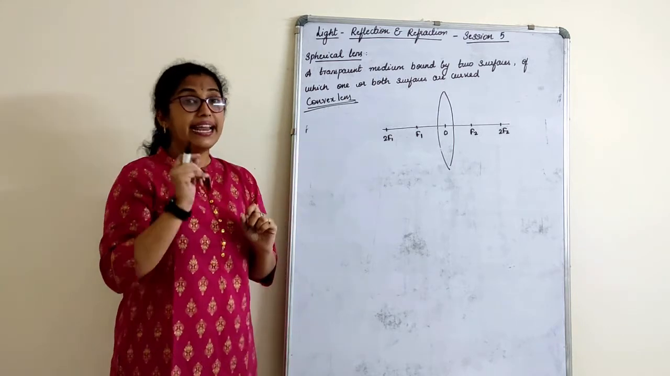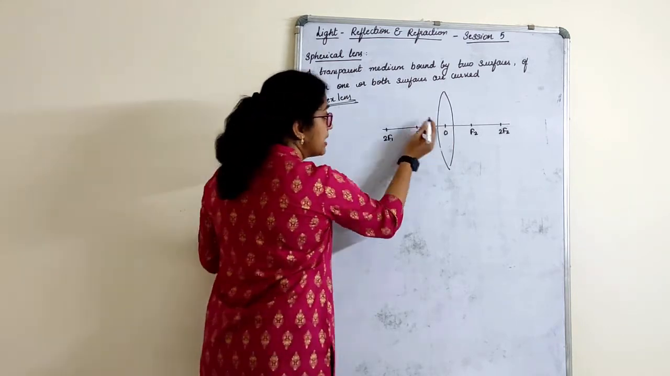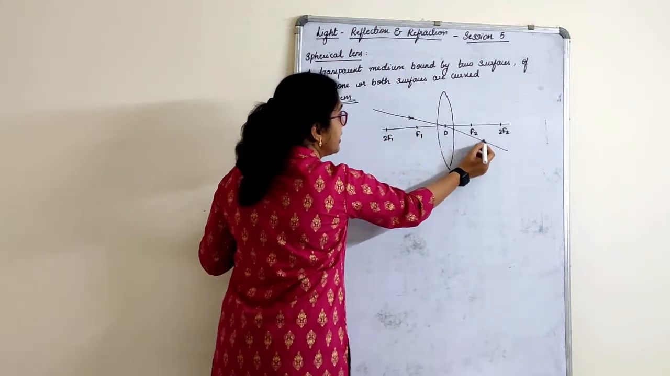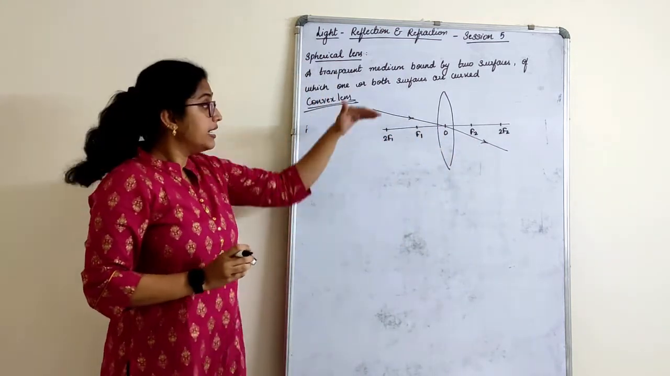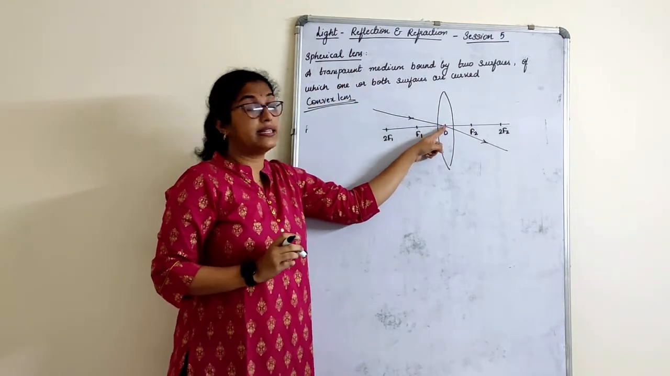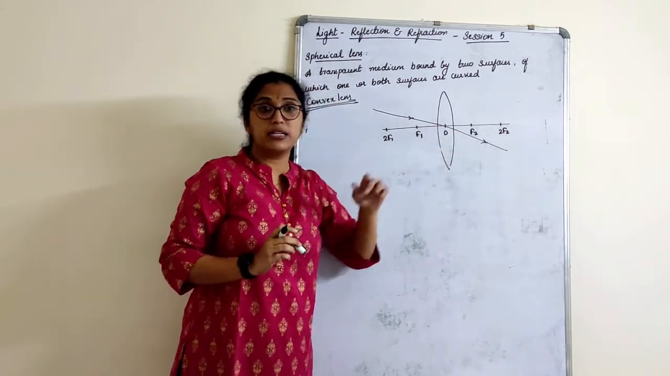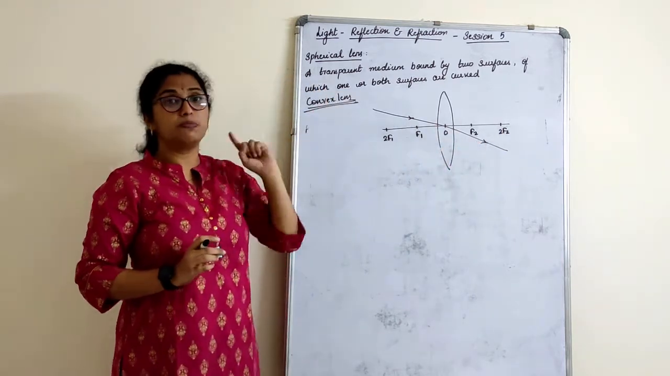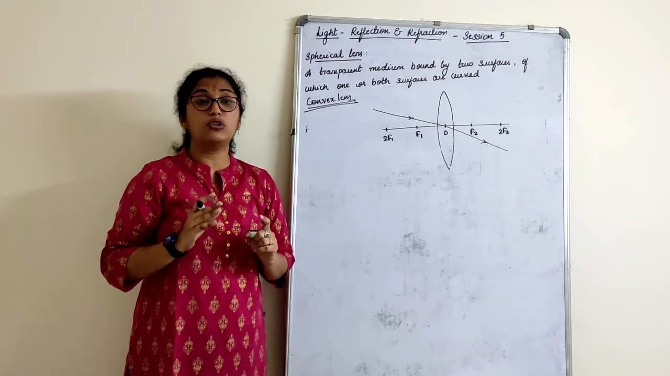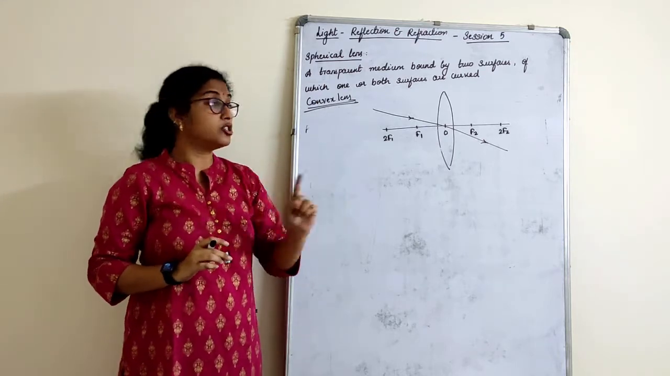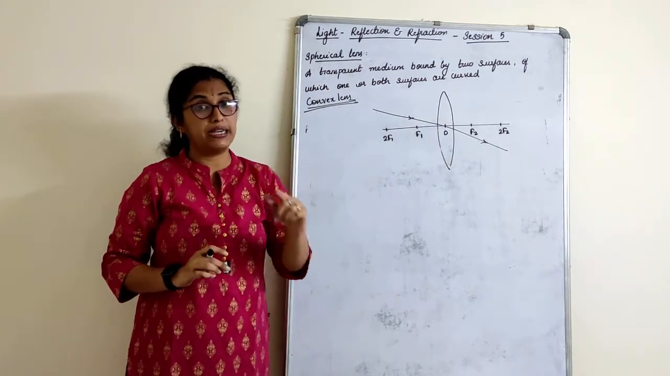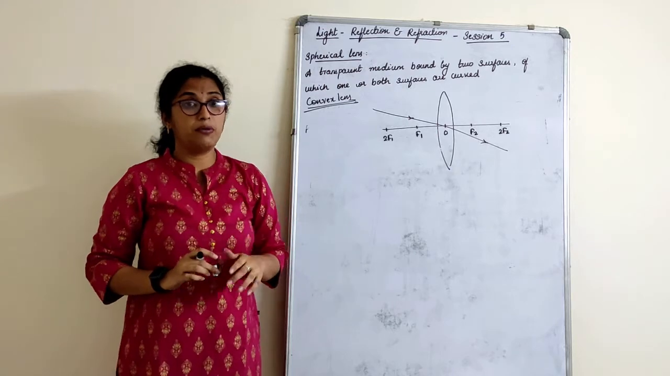Even here, any light ray that passes through the optic center passes undeviated, right? Any ray passing through the lens through the optic center will directly pass in a straight line without bending. Which is the ray which passes straight through a lens without bending? The ray which passes through the optic center passes undeviated without bending. Remember this. This is rule number 1.